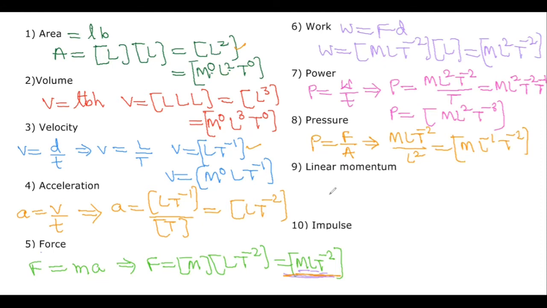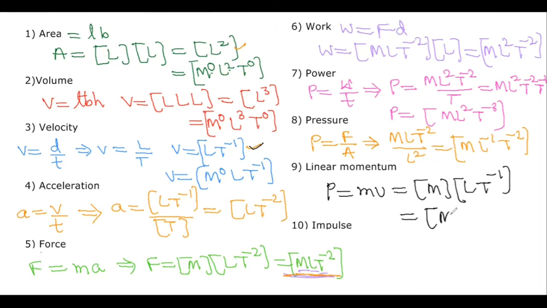And the linear momentum. Linear momentum is also indicated with P. Linear momentum means mass into velocity. Mass dimensional formula is M, and velocity we already calculated, LT^-1. So you will get the dimensional formula of linear momentum, MLT^-1.